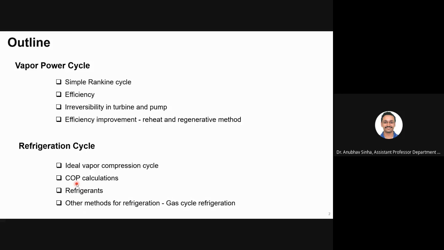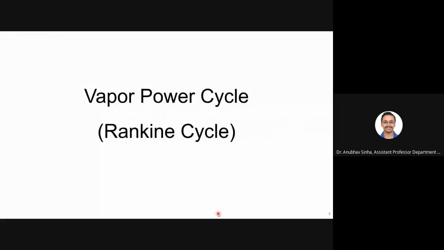For practical applications when you have a refrigerator or heat pump. Then we look at what are the different refrigerants available, and we'll briefly talk about other methods. So one of them is gas cycle refrigeration. Okay, so let us begin with the Rankine cycle.